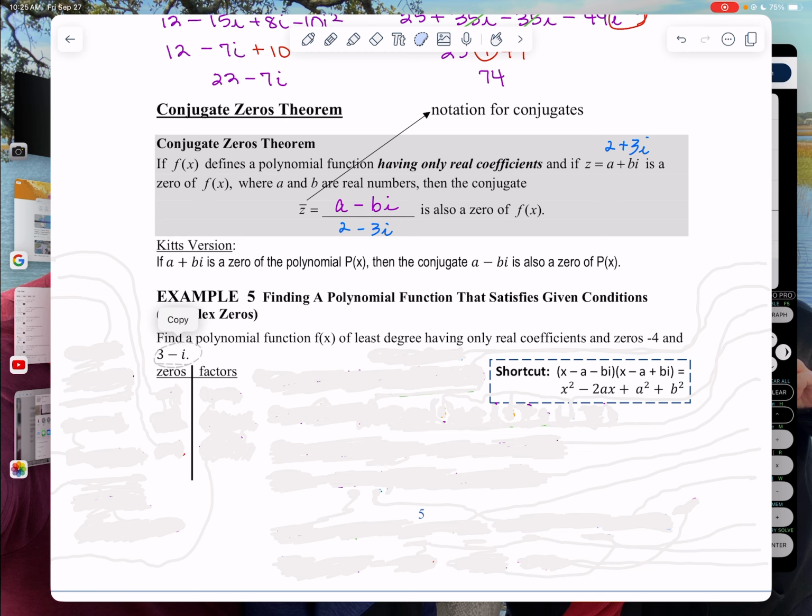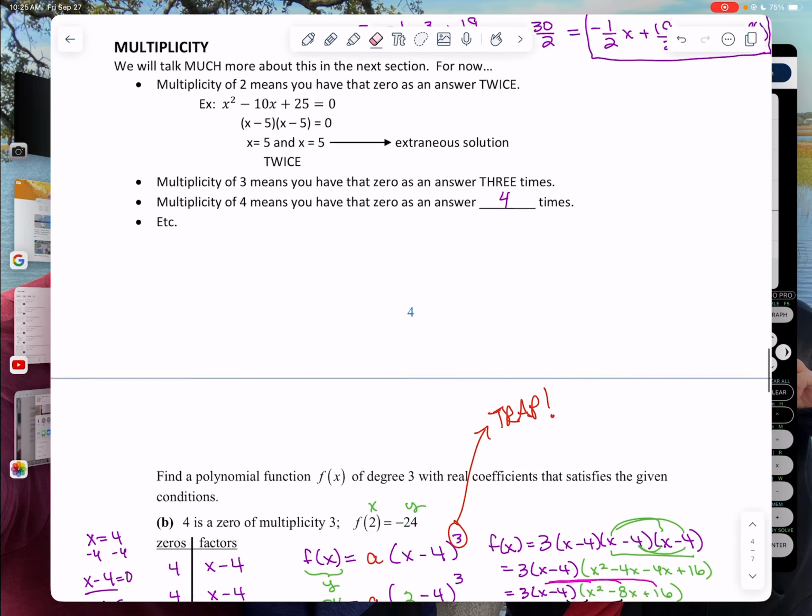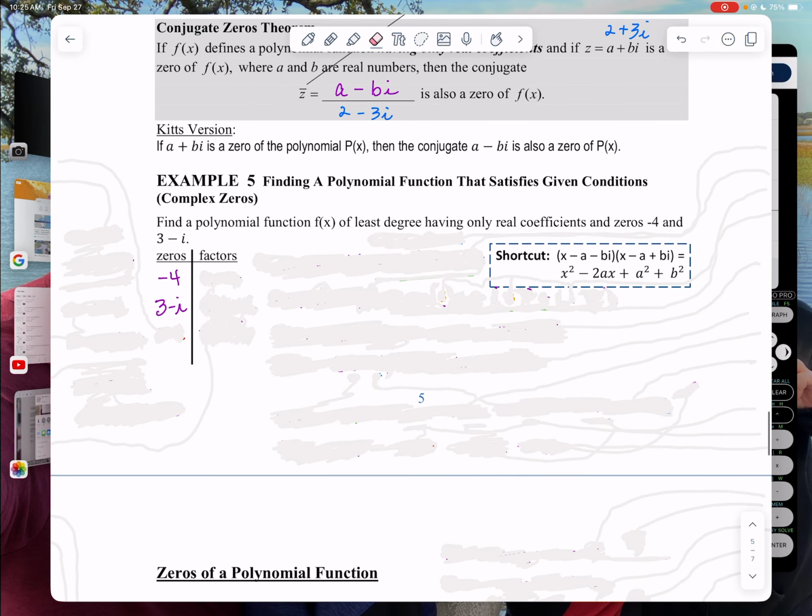Okay, so here's my question. What zeros did I have? So they already told me I had a -4. They also told me I had a 3 minus I, but that also gave us the third root, the third zero, which is 3 plus I. So if you have 3 minus I as a 0, you will also have 3 plus I as a 0.